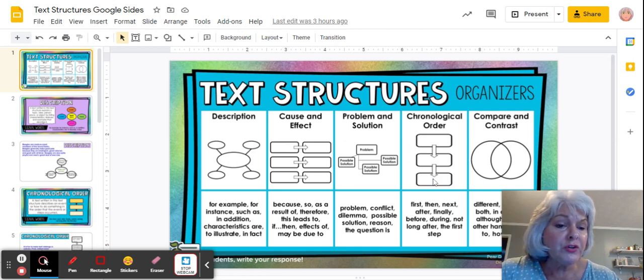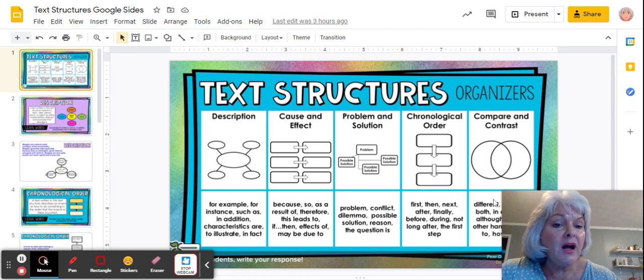And then chronological order, you can do a whole timeline of the American Revolution. When you go into Duxbury's, there's a whole list of all the things that happened from the very beginning, talking about all the different taxes that were put on. Of course, we started with the French and Indian War, where Great Britain was paying for this war, and they wanted the 13 colonies to pay for the French and Indian War. So when you look at chronological order, the signal words are first, then, next, after, finally, before, during, not long after, and the first step.